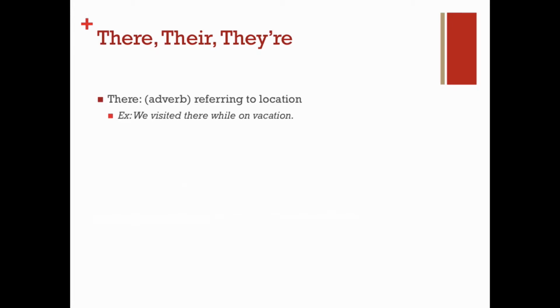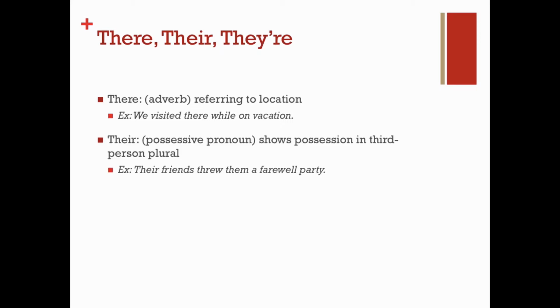There, their, and they're. This one really bothers me. Okay, T-H-E-R-E is an adverb referring to location. Example, we visited there while on vacation. Their, T-H-E-I-R, is a possessive pronoun. This shows possession in third person plural, so something that belongs to someone. In this case, this would be a few someones because this is plural. Example, their friends threw them a farewell party.